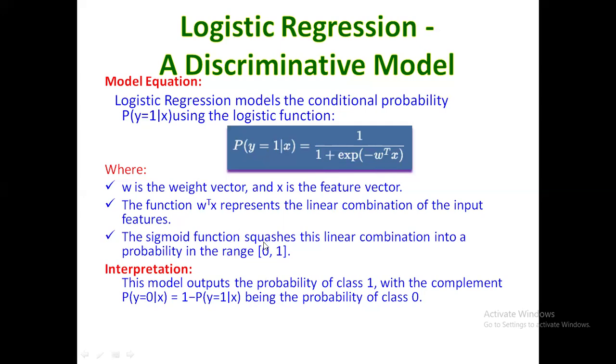The sigmoidal function squashes this linear combination into a probability range, giving us a value always between 0 and 1. That is why we say it is used for binary values. So this logistic regression model gives us probability values for class 1.